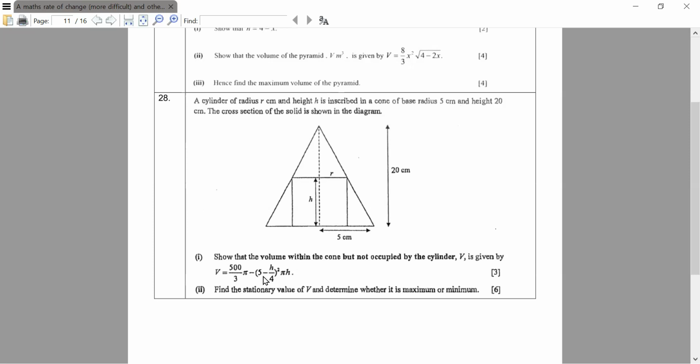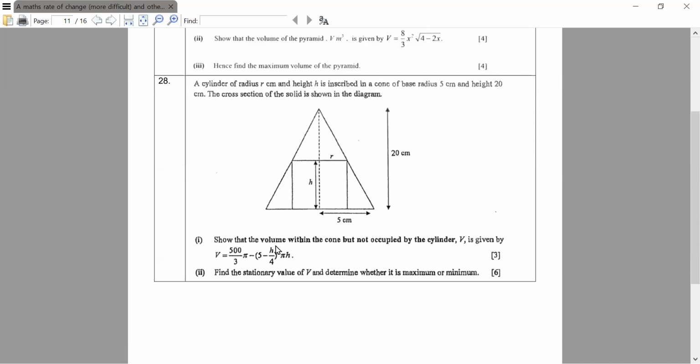Some pen shape. It's a cylinder inscribed in a cone. So this is a cross section of that solid. Okay, it's actually a 3D figure, but we take a cross section, like a X-ray, something like that. You need to find the volume within the cone, but not occupied by the cylinder. Wow, so the remaining volumes at the top triangle, left triangle, and the right triangle, but more like a volume. So it's not a literal triangle, it's volume. Please take note. Just take big minus small.